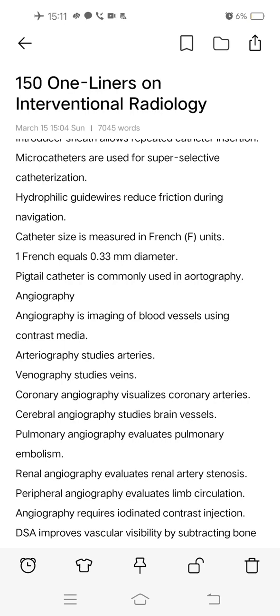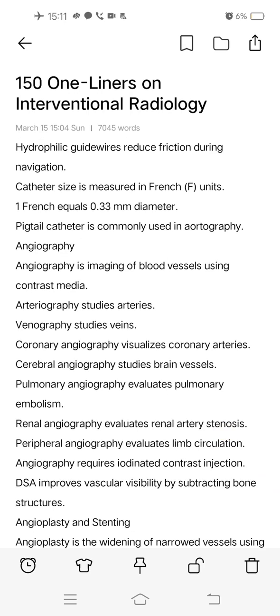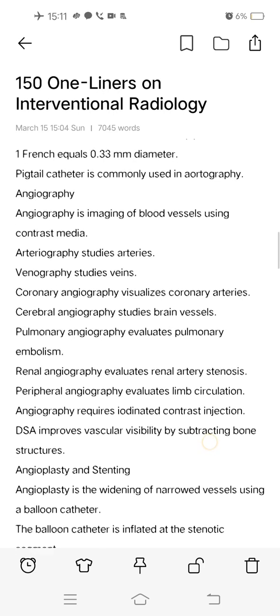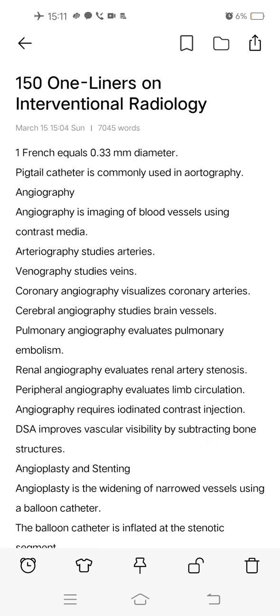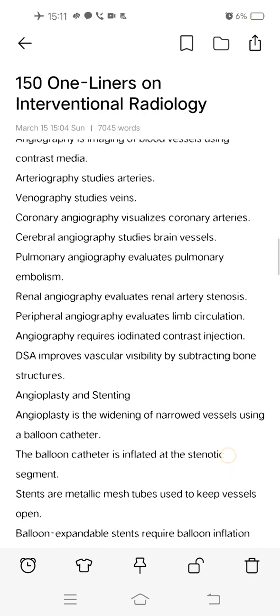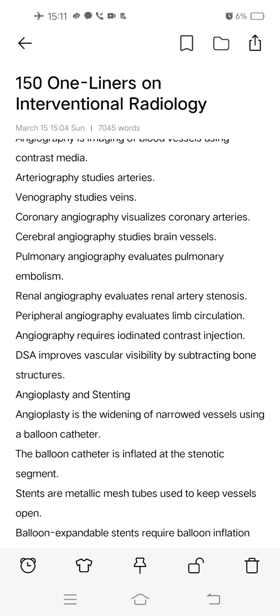Coronary angiography visualizes coronary arteries, which supply the muscles of the heart. Cerebral angiography studies brain vessels. Pulmonary angiography evaluates pulmonary embolism. Renal angiography evaluates renal artery stenosis. Peripheral angiography evaluates limb circulation. Angiography requires iodinated contrast injection. DSA improves vascular visibility by subtracting bone structure, and we can see the blood vessels without any superimposition.